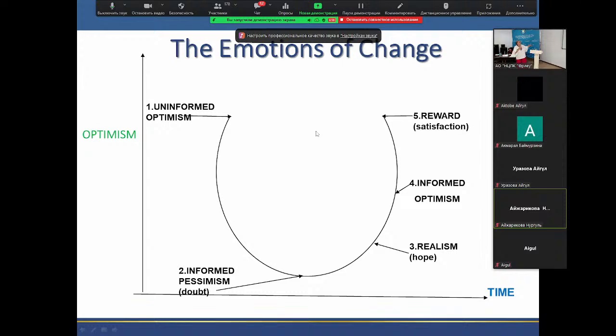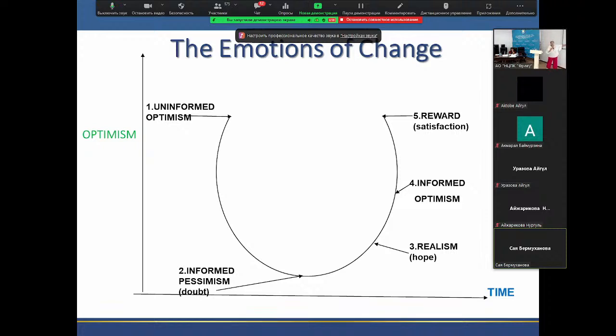Yes. So you see this diagram, this graphic, vertically optimism and horizontally time. So what happens just at the very beginning of the career? Uninformed optimism. I can do anything. Yes? Then after a short period of time, you come to the stage of informed pessimism. Oh my God, I cannot do anything. That happened in the case of the previous speaker. Yes? When she came to school, she understood that she couldn't manage the classroom.